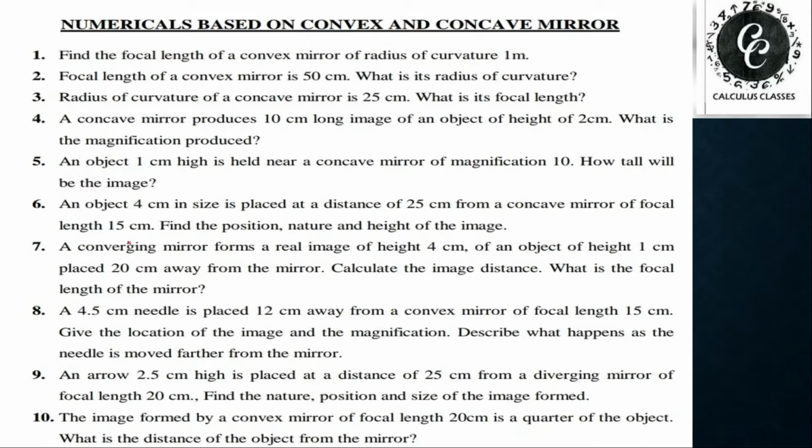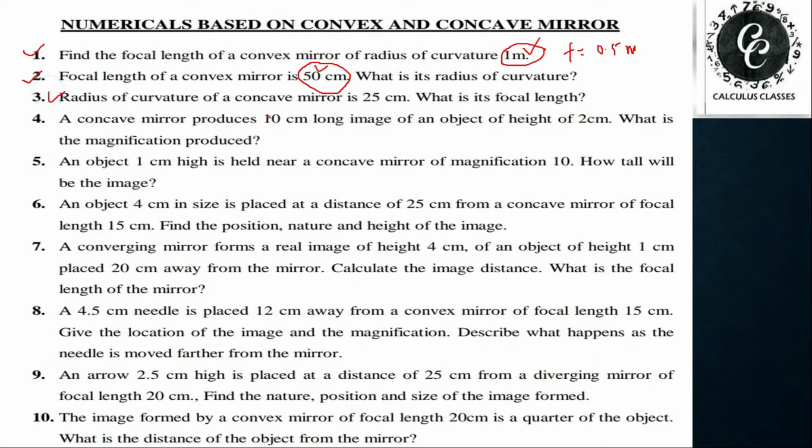I hope you're understanding. So see, the first question is saying find the focal length of a convex mirror whose radius of curvature is 1 meter. So what we know is that half of the radius of curvature will be the focal length. So the focal length in this question will be 0.5 meter or 50 centimeter. I hope you understood the first question. The second question is also very easy. They are saying that the focal length of the mirror is 50 centimeter, and asking the radius of curvature. So double of the focal length will be the radius of curvature. So it will be 100 centimeter, or we can say 1 meter.